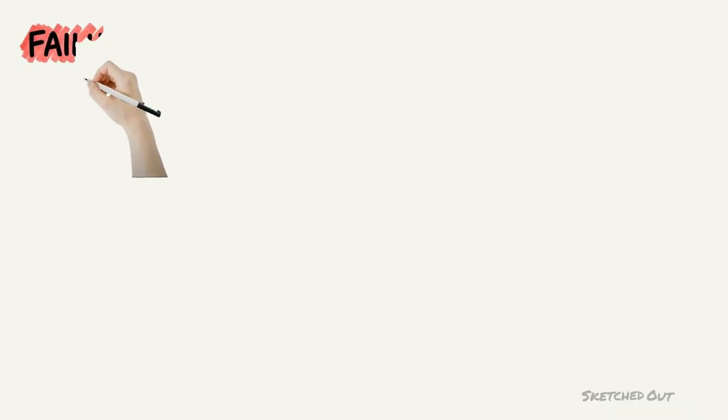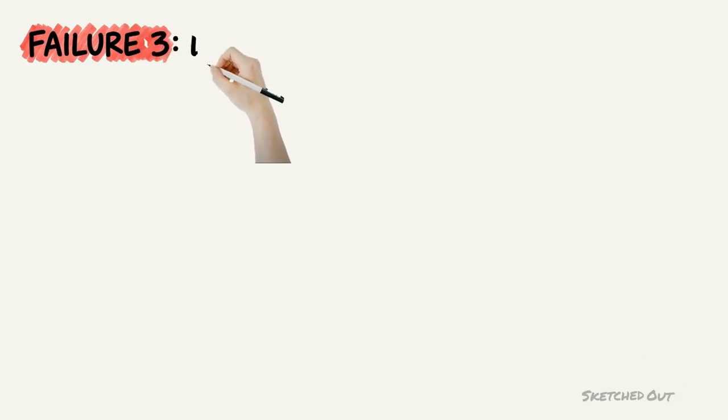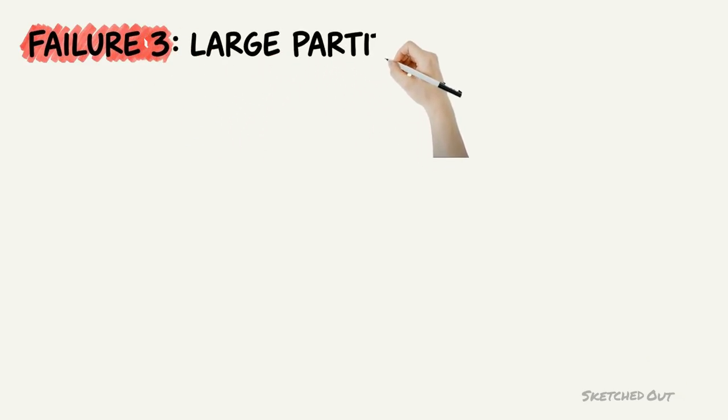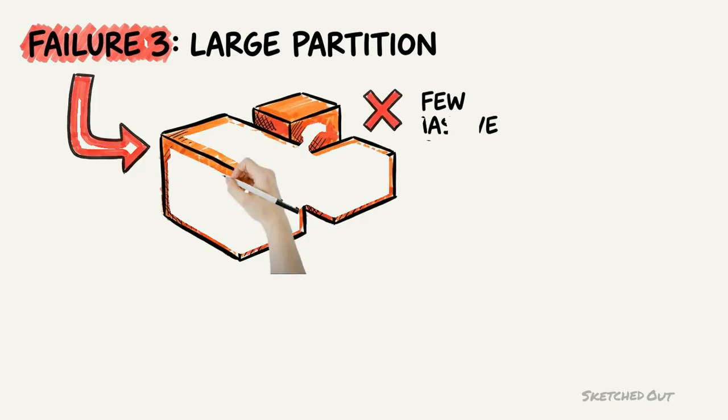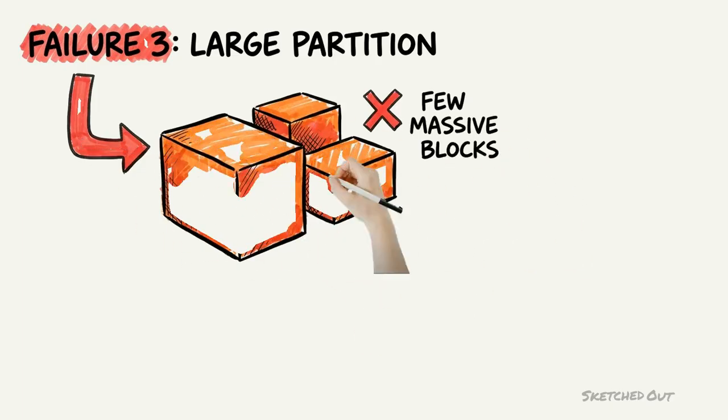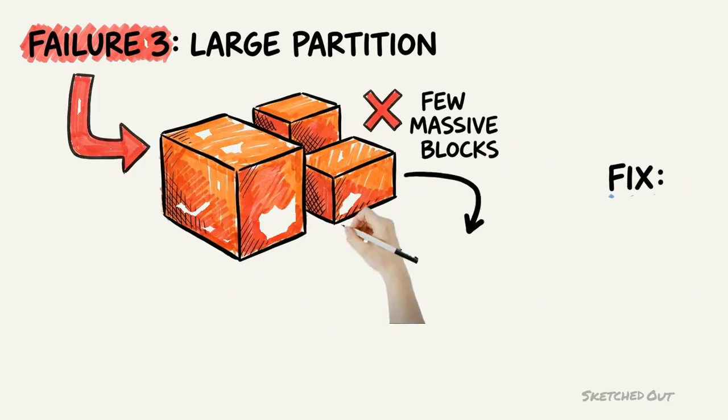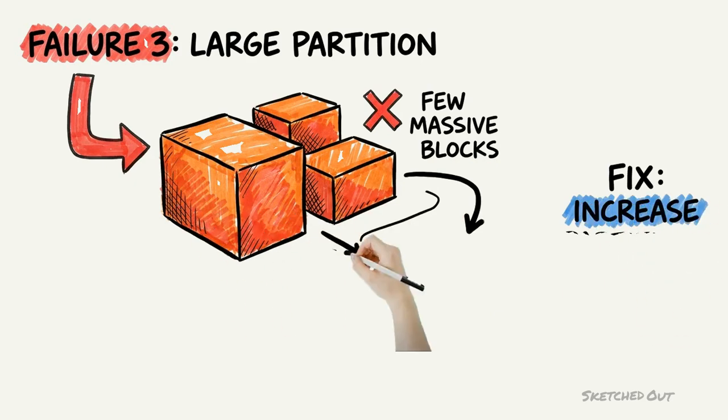Failure 3. Executor out of memory from a single large partition. Different from skew in an important way. Skew means one key is disproportionately common. A single large partition can happen even with perfectly even key distribution simply because you have too few partitions and each one is too large.